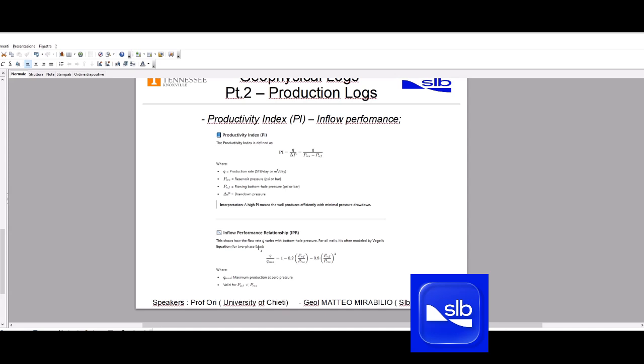The inflow performance relationship is called IPR. It relates flow values to bottom hole pressure for wells. It is often modeled by the Vogel equation, and for example Q over Qmax is in a range of values between 0.8 and 1.1. Generally this is a recommended value.